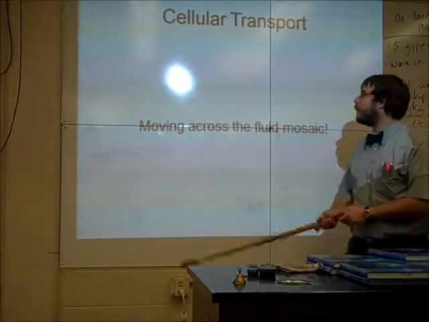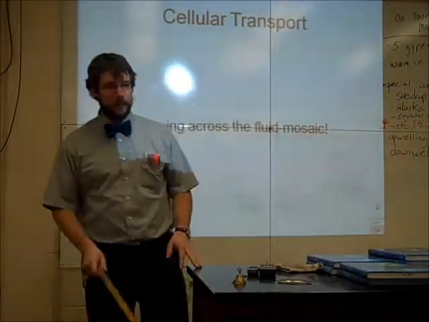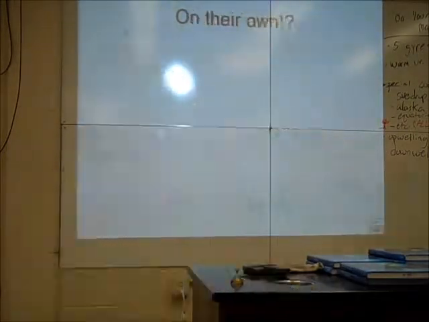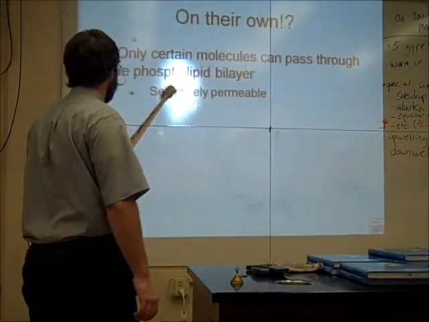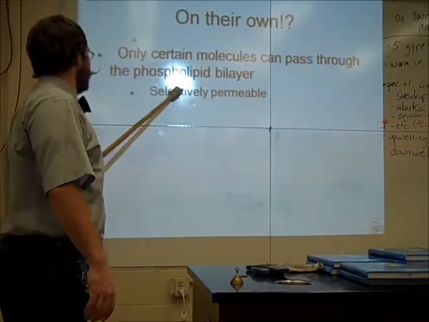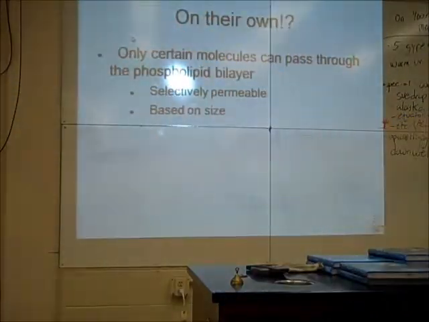Today we're going to talk about cell transport. At the end of the lecture, you should be able to tell me about the passive forms of transport. Passive transport is essentially the movement of molecules on their own. So only certain things can go through. But what are those things that can go through?